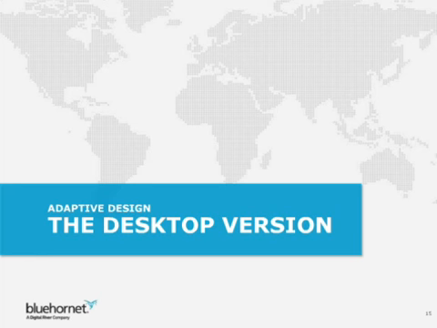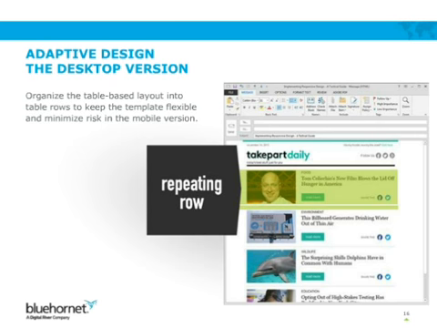So with that, we're going to dive into the desktop version, and I'm going to go through some of my thought processes and display some code and give you some nuts and bolts here. So again, the desktop version, I'm looking at the table-based layout. How are the rows? How is it flexible? What's the minimum risk in the mobile version? Is this a row that I can repeat, and how many times can I repeat this?